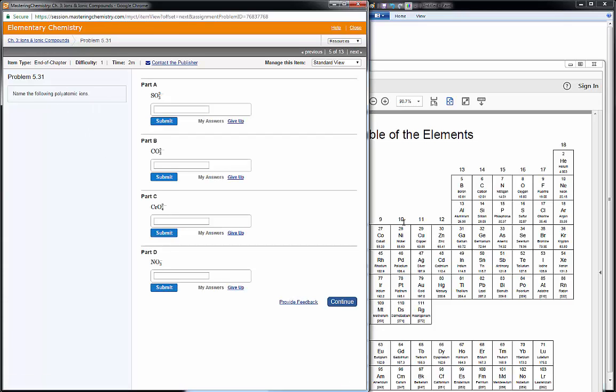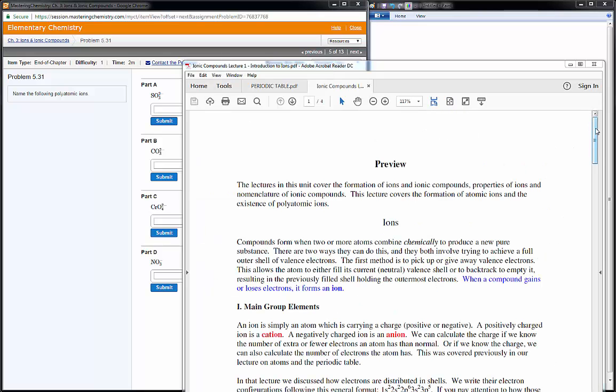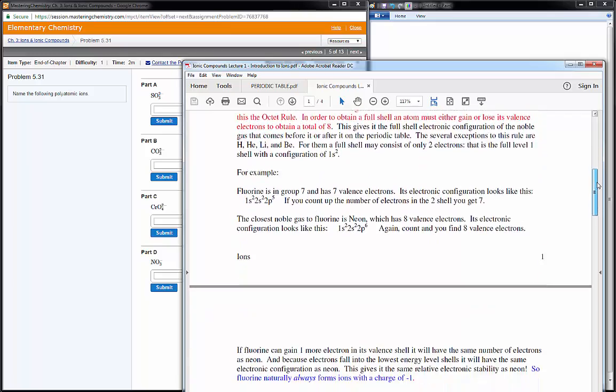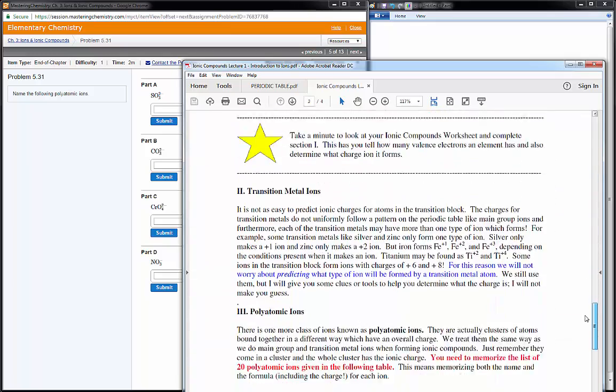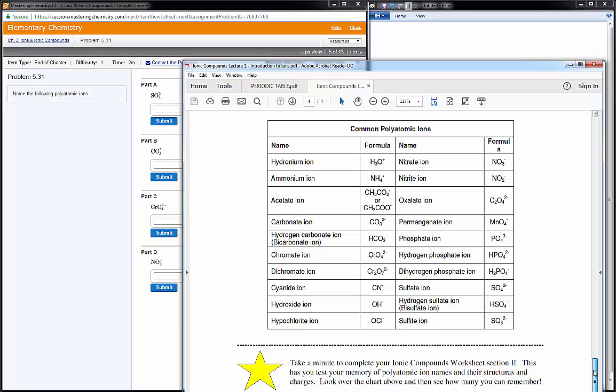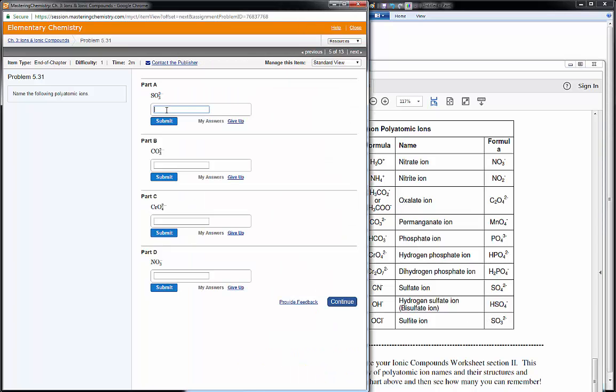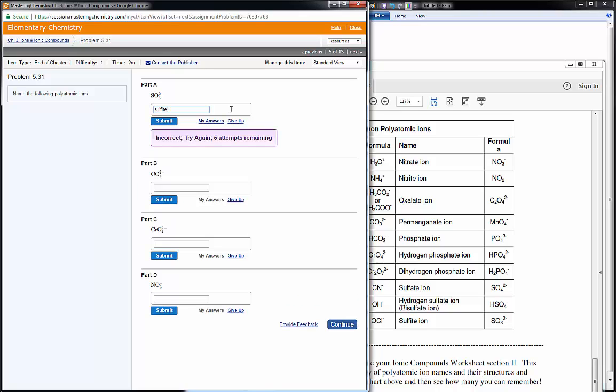Next, name polyatomic ions, and these are polyatomic ions which are listed in your lecture notes. Under Introduction to Ions, we have the main group ions, which we just covered. And then we have polyatomic ions, and here's your chart that you need to memorize. So the SO3 2- is the sulfite ion. You can call it the sulfite ion, or they just want sulfite.